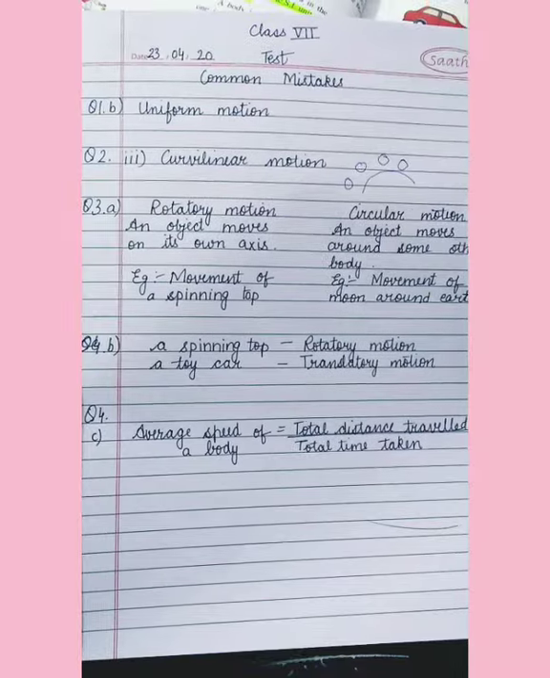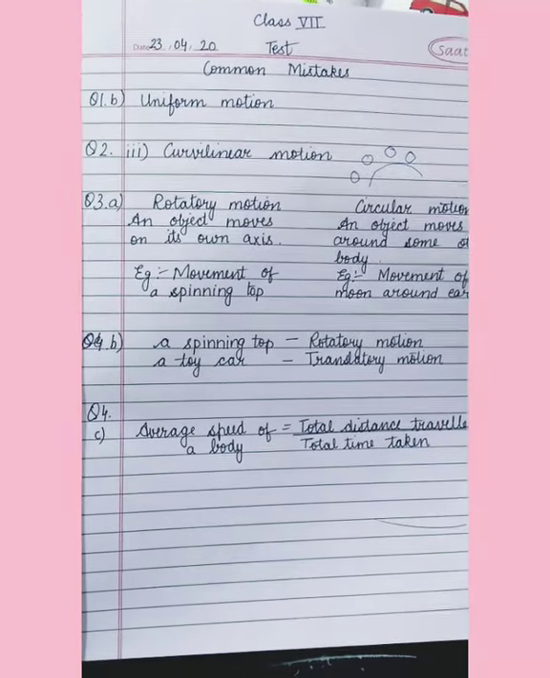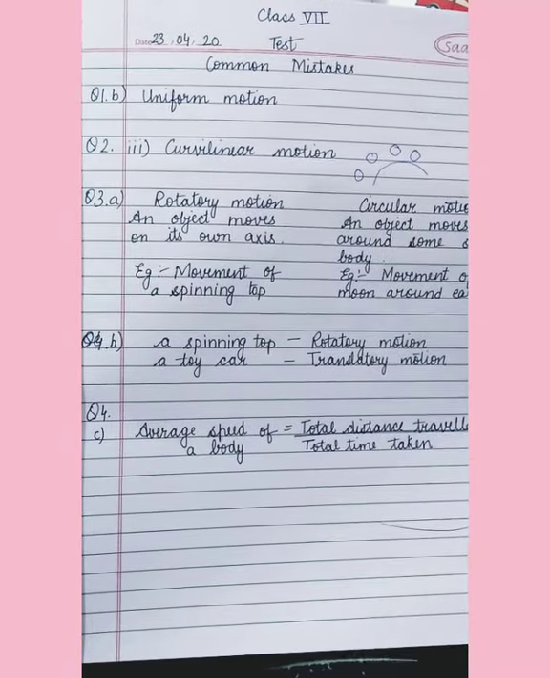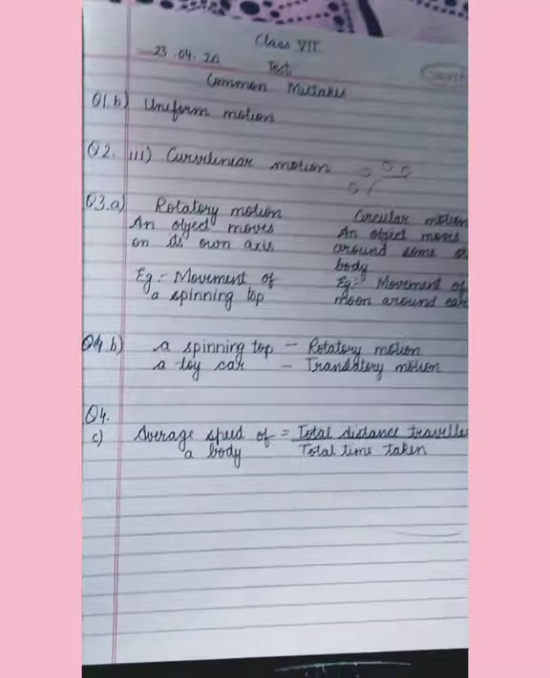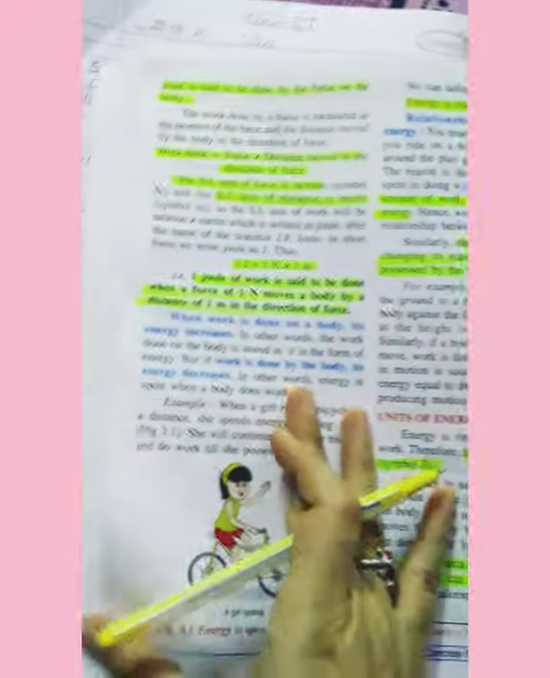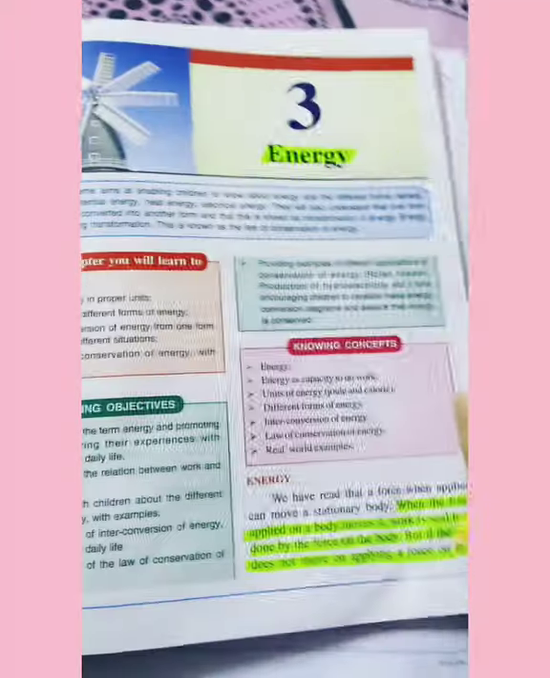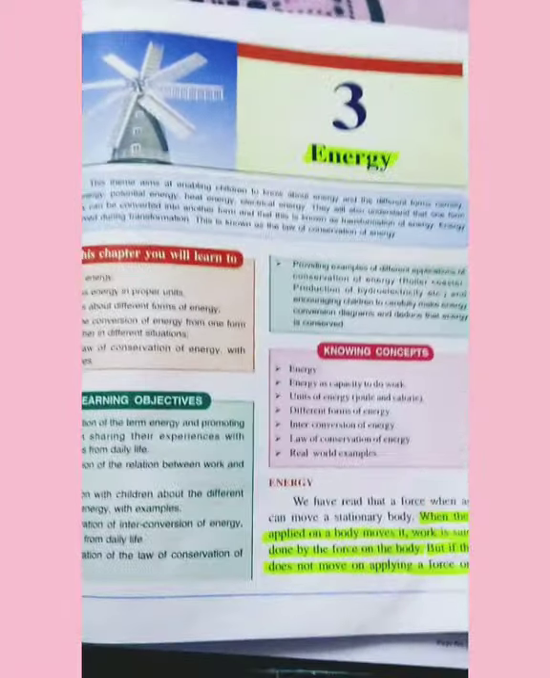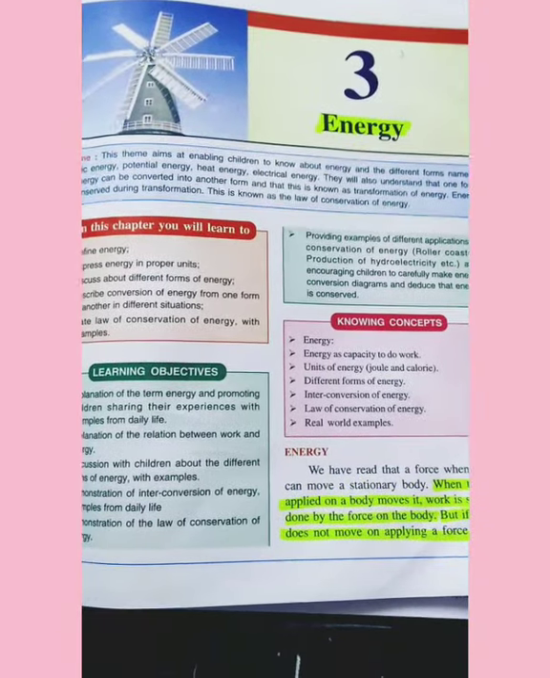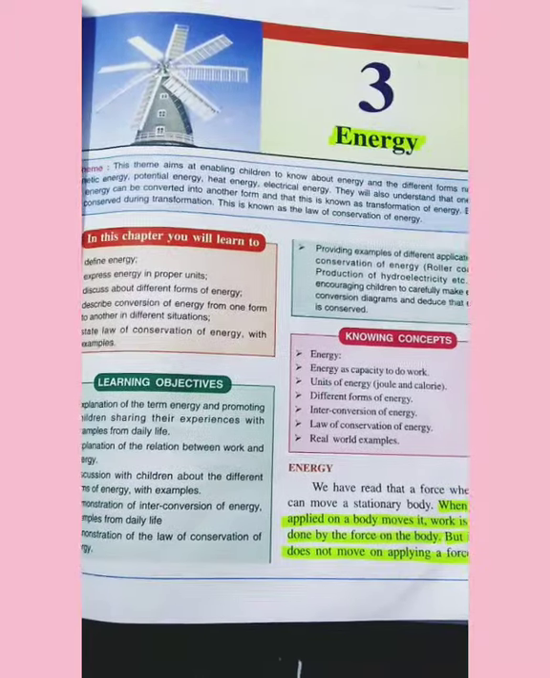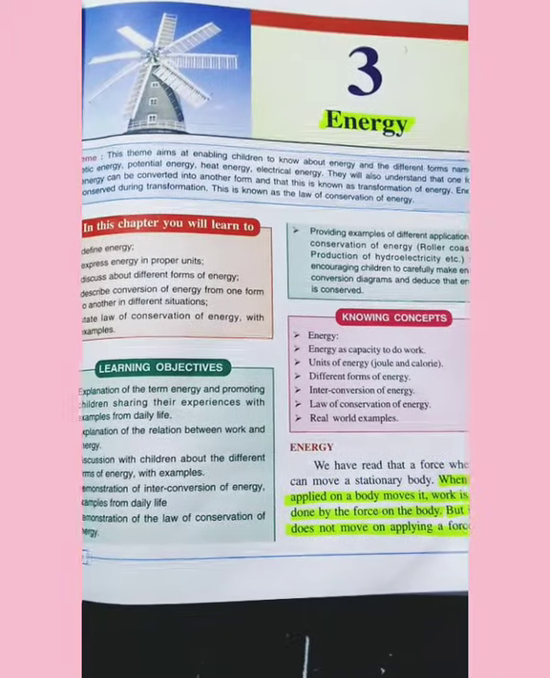Next time, I want all the students of the class to get full marks. Now let us start with our chapter. So which chapter are we doing? We are doing the chapter Energy. And till where have we completed? We have completed till the types of mechanical energy, which are potential energy and kinetic energy.